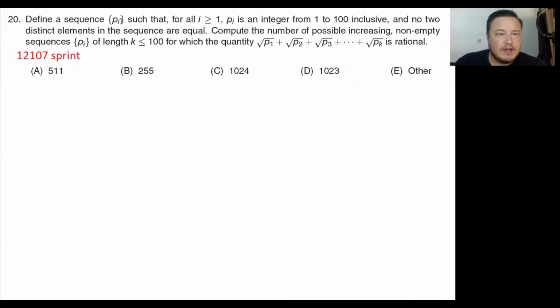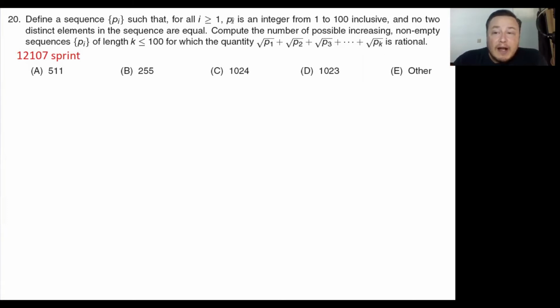We've got a sequence defined by p sub I such that p sub I is an integer. Okay, let's make sure we understand what this means. It just means that we've got a bunch of p sub I, where I is going to be 1, 2, 3, and so on, right? So we've got these numbers, p1, p2, p3, up to whatever. And you can see that that shows up in this expression down here.